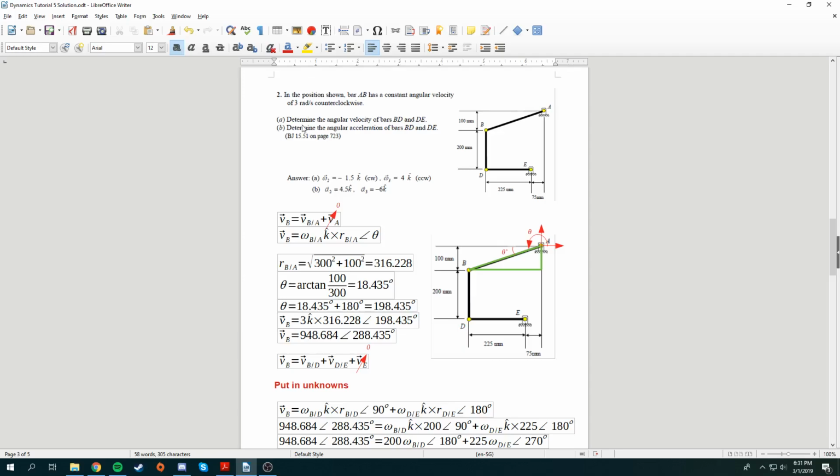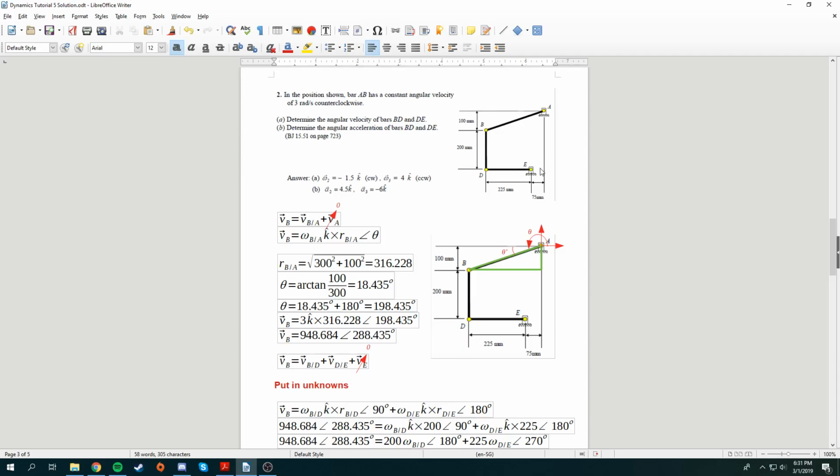Now for question 2, in the position shown, bar AB has a constant angular velocity of 3 radians per second counterclockwise. Okay, so this is in the positive direction. Determine the angular velocity of bars BD and DE, and also the acceleration of BD and DE. When you see this kind of question, first thing that you will do is always find out where are the fixed points. So over here I can see fixed point A, fixed point E. Why do we find fixed points? Because the velocity about any fixed point is the same. What do I mean? Velocity of B with respect to fixed point A is the same as velocity of B with respect to fixed point E.